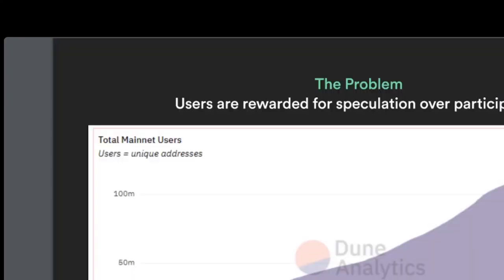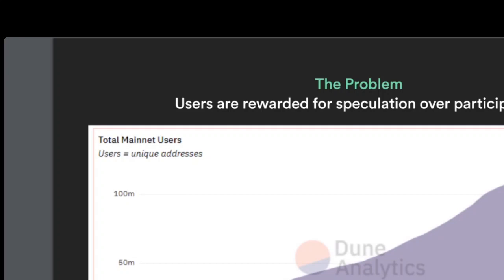But first, the problem that we're seeing, and of course, I've got some awesome Dune Analytics data right here, is that users are rewarded for speculation over participation. It's something that we've really seen throughout many different markets, but especially in crypto. There's a ton of attention going on. For an example, I pulled this chart that shows mainnet user addresses and the amount that have actually interacted with various DeFi apps. So you can see it's only a very small sliver. I think it's about 3%.